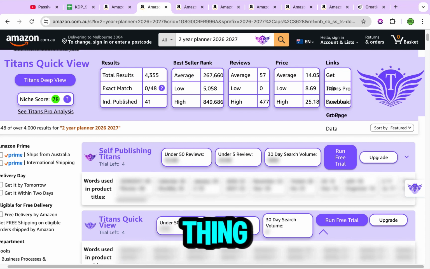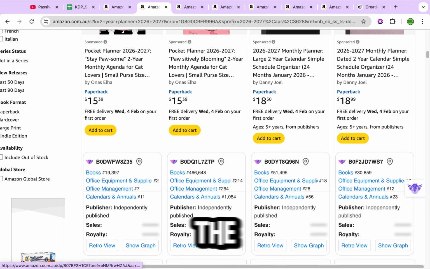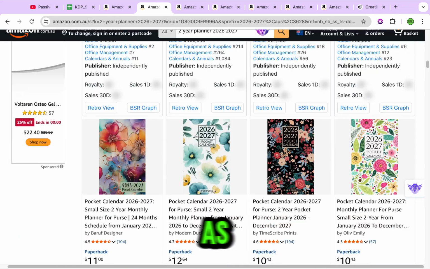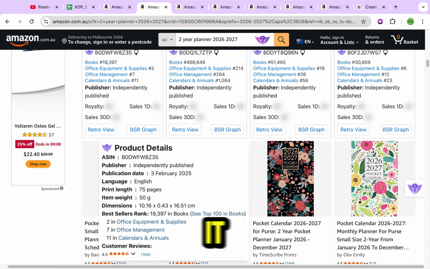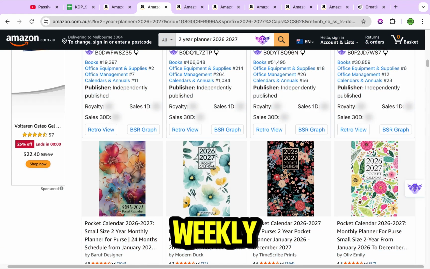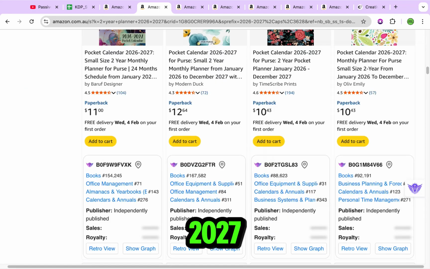Another thing that you can do here is sub-niche according to, as I said earlier, the size, the aesthetic of the cover and the interior, as well as what type of planner it is. Is it a monthly? Is it a daily? Is it an hourly? Is it a weekly as well? Apart from it being mainly a yearly for both 2026 to 2027.